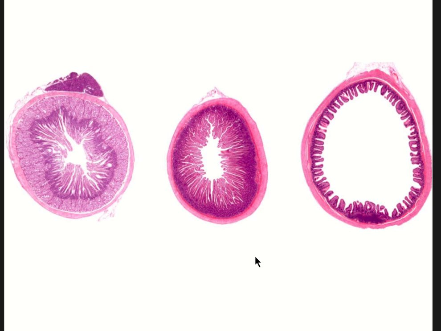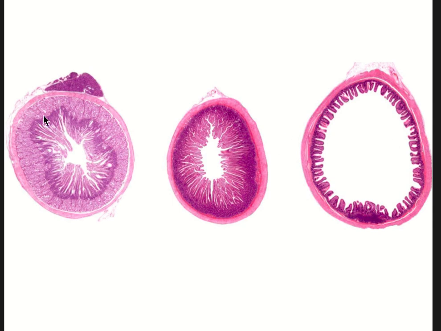Okay, so this is from your histologyguide.org. And actually, let me see if I can turn to that in a second. But in this zoomed out view, these are three parts of our small intestine. We've got our duodenum, we've got our jejunum, and we've got our ileum.